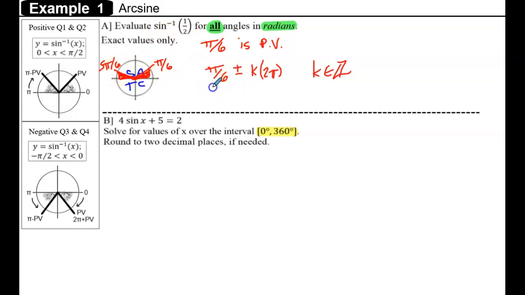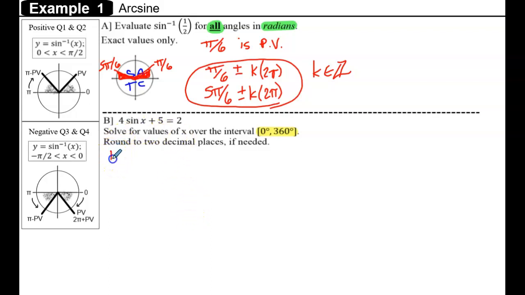Now for second quadrant solutions, we'll need a separate expression. So 5 pi over 6 plus or minus k times 2 pi, again where k is an element of the integers, and those two expressions together represent all of the angles in radians for which the arcsine of 1/2 is evaluated. So it'll equal pi over 6 plus or minus k times 2 pi, 5 pi over 6 plus or minus k times 2 pi.